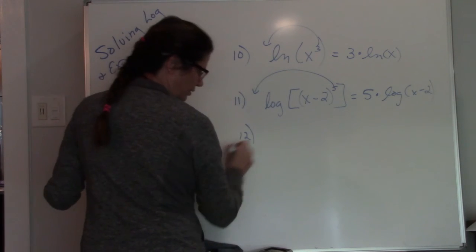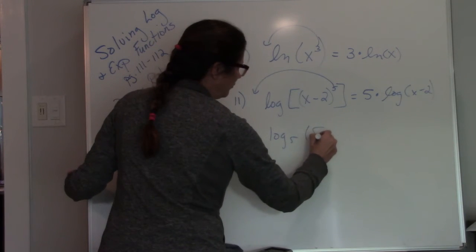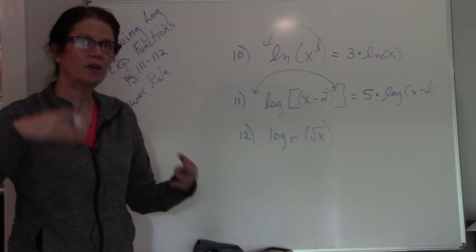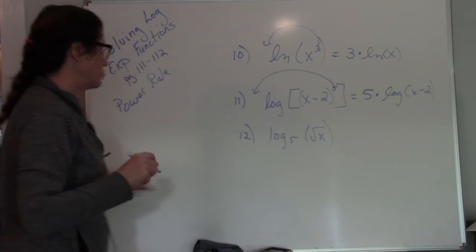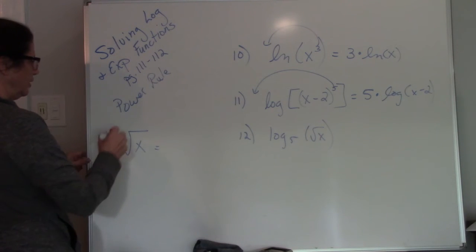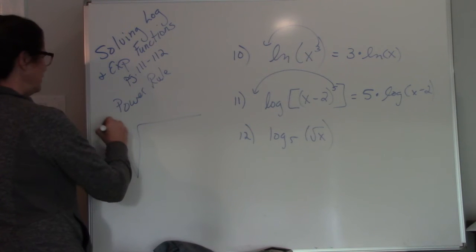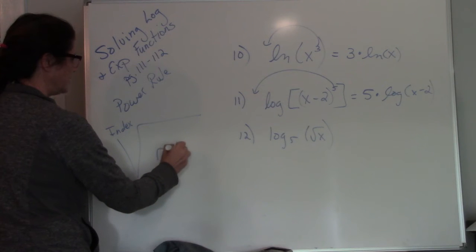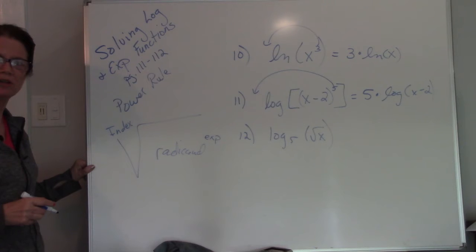Number 12 says log base 5 of the square root of x. So now if you notice, we don't have an exponent on an exponent, but we actually do. So remember your exponent rules. When you have a radical, the index, I'm going to write it this way, I'm going to make it big. The index is this number here. The radicand is inside. And the exponent is whatever the radicand is raised to.